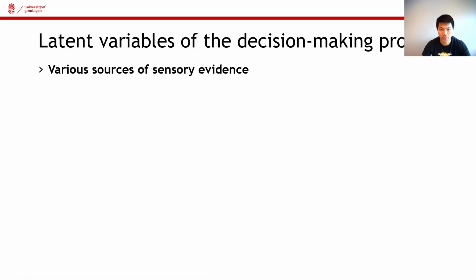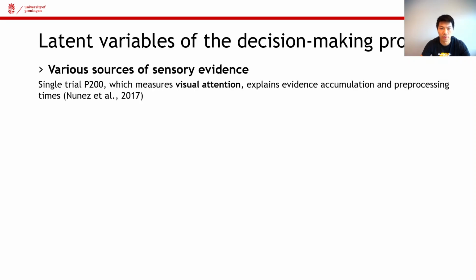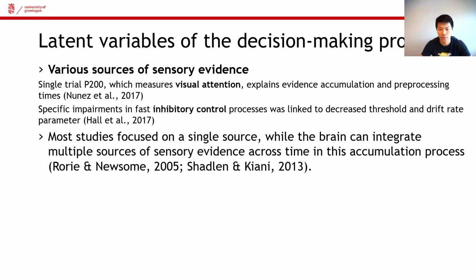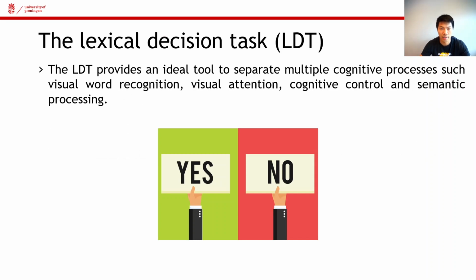There are several sources of this sensory evidence, including visual attention and inhibitory control. However, most studies focused on a single source, whereas the brain can actually integrate multiple sources of sensory evidence across time in this accumulation process. To better reflect how these different sources interplay with each other, the lexical decision task provides an ideal tool to separate multiple sources or sub-processes, such as visual word recognition, visual attention, cognitive control, and semantic processing.